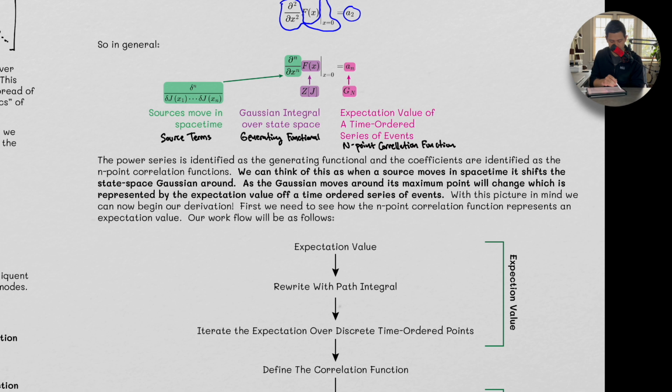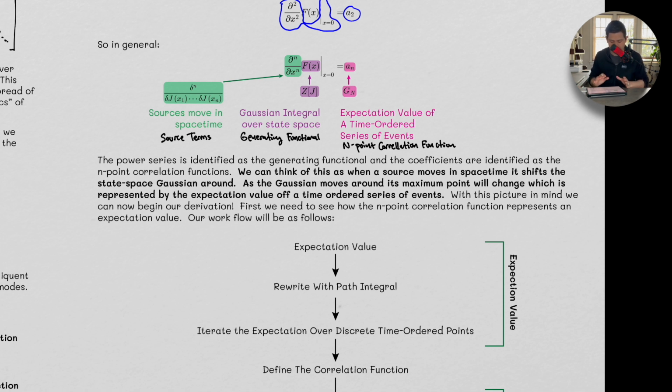We can think of this, okay, so here's the point that I bolded here. We can think of this as when a source moves in space-time, it shifts the state-space Gaussian around. So you could imagine probing a system that's going to shift our Gaussian around, and shifting that Gaussian around is going to correspond to different expectation values for different states as we do this probing. As the Gaussian moves around, its maximum point changes, which is represented by an expectation value of a time-ordered series of events. Okay.